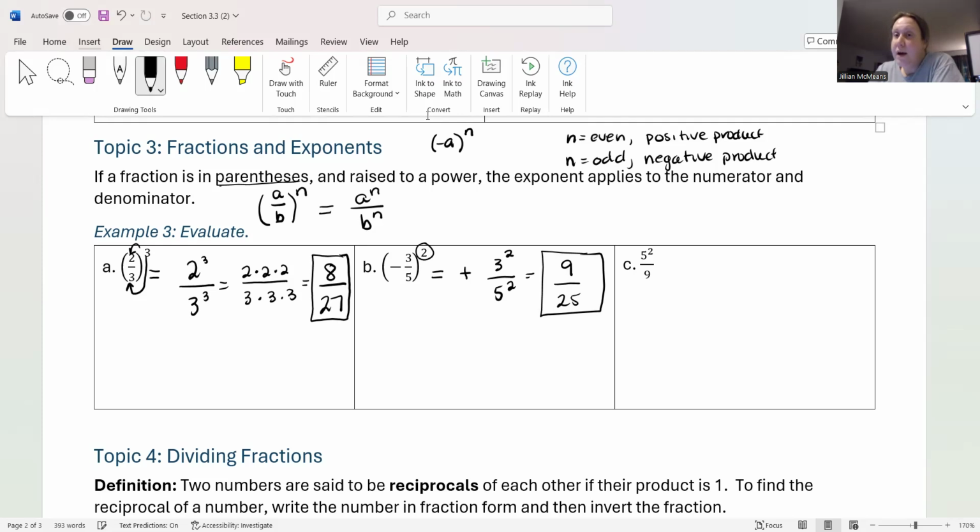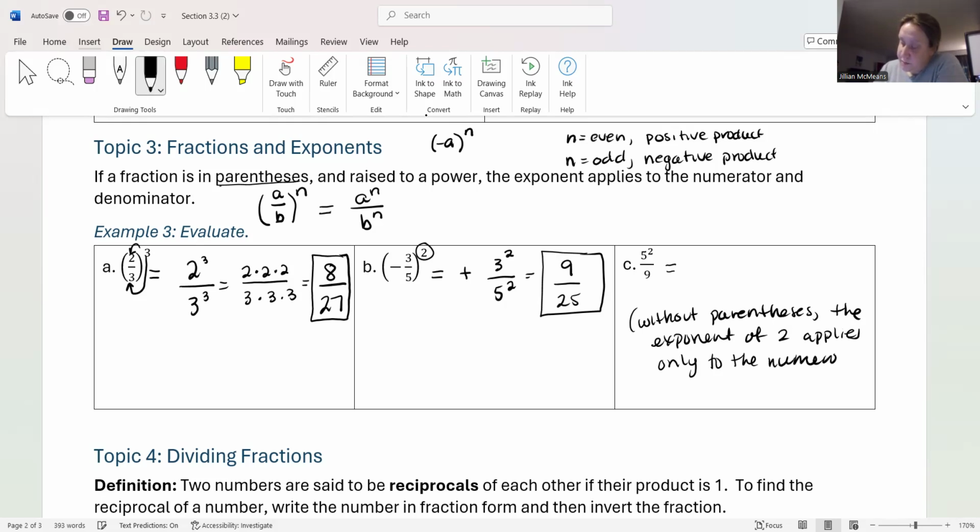Okay? And then finally, for part C, we have to ask ourselves, does the exponent of 2 apply to the 5 and the 9? And in this case, you want to shout to the sky, no, it does not. In this case, the exponent of 2 only applies to the 5. It does not apply to the 9. So I'm going to put down here just as a note, without parentheses, the exponent of 2 applies only to the numerator, not the denominator.